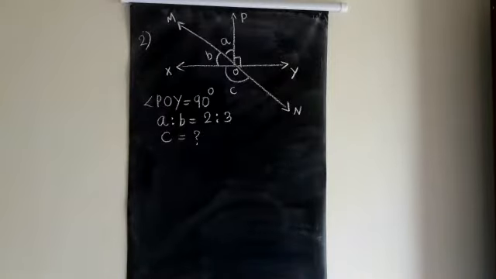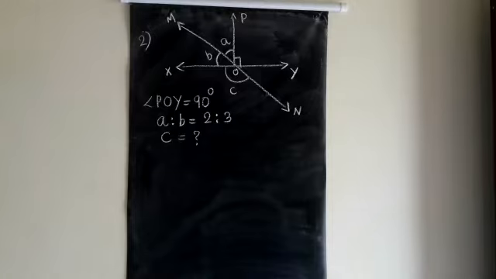Moving to our second question. In the figure, two lines XY and MN intersect at O. And it is given that angle POY is equal to 90 degrees and a:b, that means two angles are marked a and b. The ratio is given that a is to b is equal to 2 is to 3. And you have to find out what is the value of c.